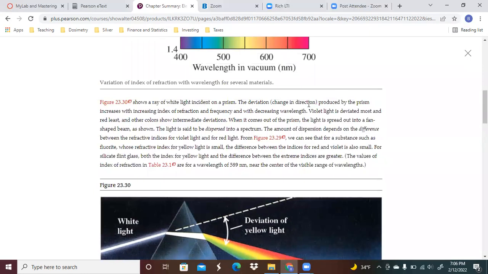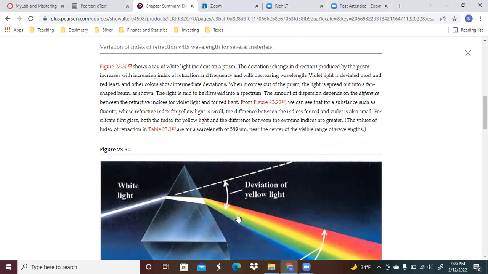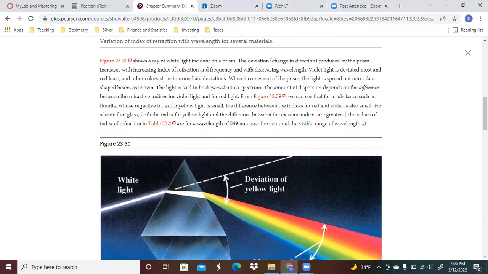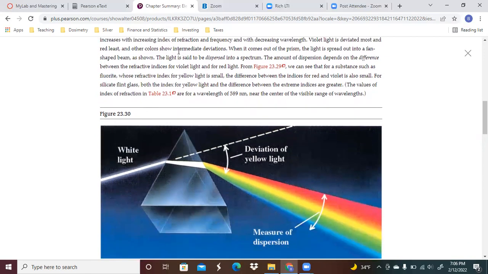So the change in direction, or the deviation produced by the prism, is going to increase with increasing index of refraction and frequency, with decreasing wavelength. Violet light is deviated most and red least, and other colors show intermediate deviations. So when it comes out of the prism, the light is spread out into a fan-shaped beam, just like a Pink Floyd album. The light is said to be dispersed into a spectrum.